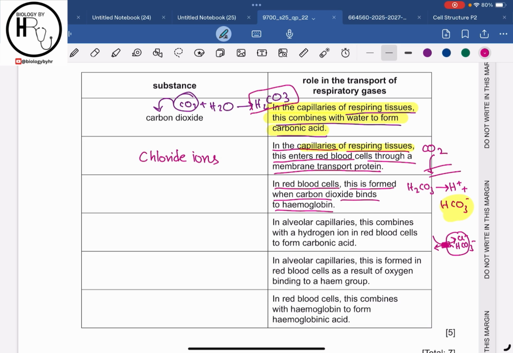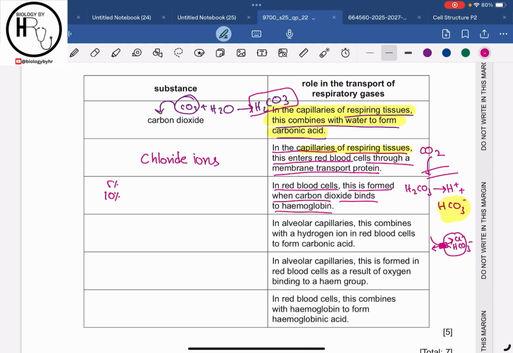Now we over here know that there are three methods through which the carbon dioxide is transported from the tissues to the lungs. So 5% of the carbon dioxide dissolves in the blood plasma while the remaining diffuses into the red blood cell. So the 5% is dissolved in the blood plasma. Then 10% of the carbon dioxide, we know that it binds to the amine group at the end terminal of the polypeptide chains of the hemoglobin in the red blood cell.